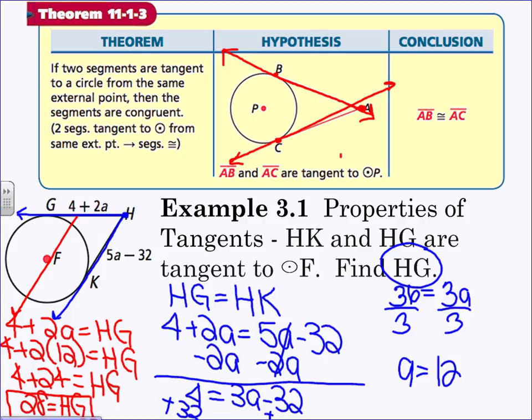And if I want to check my answer, I could plug 12 into this equation. 5 times 12 is 60. 60 minus 2 is 58, and we said that these two were equal, so that checks out. That helps us check our answer. Okay, any questions so far?